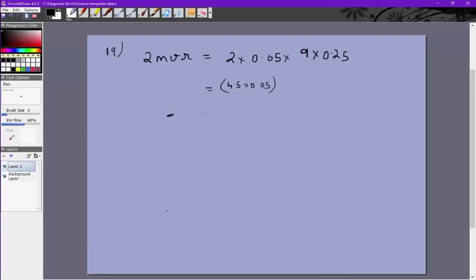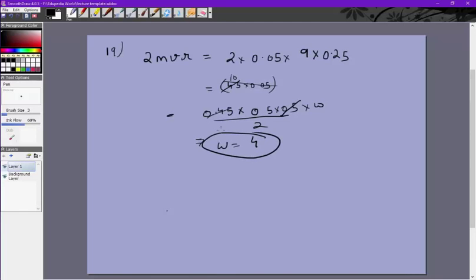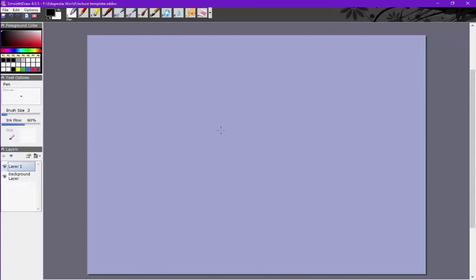So this is equal to mr squared by 2, 0.45 into 0.5 into 0.5 by 2 into omega, right? So you can just cancel this with this and you'll be left with 10. 10 into 0.05 is 0.5, which cancels with the 0.5. And you get finally omega is equal to 4. So the answer to question 19 is 4. This is one of the simplest questions in the paper. Simple angular momentum conservation.